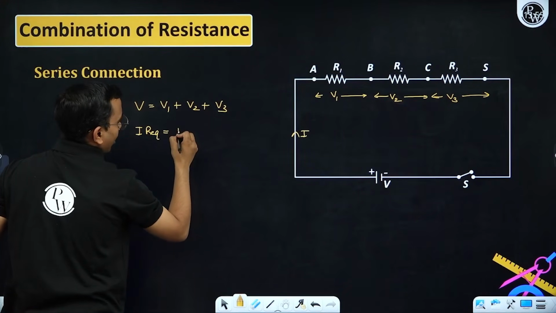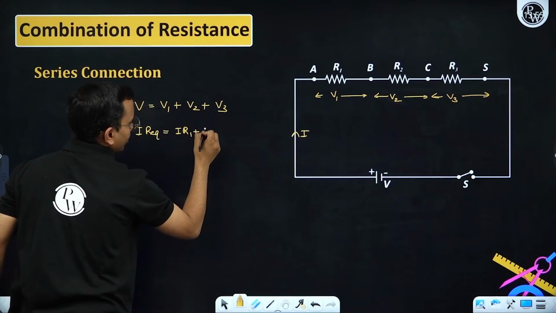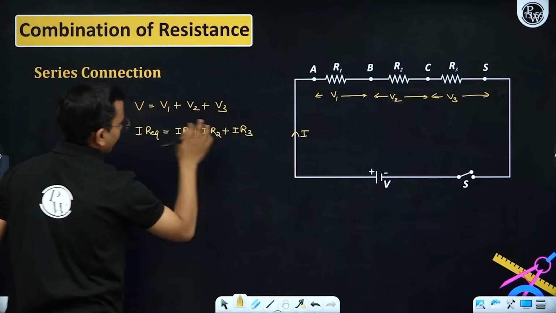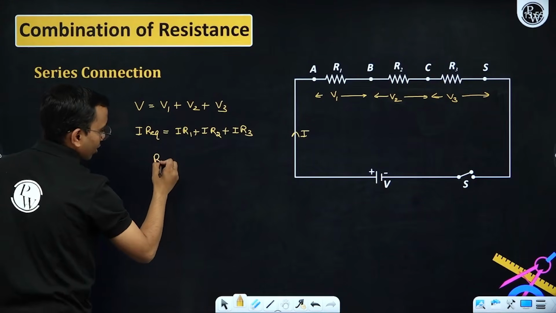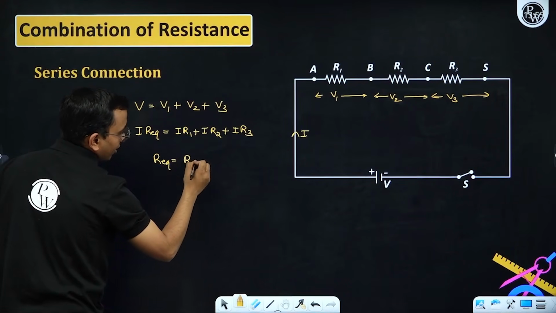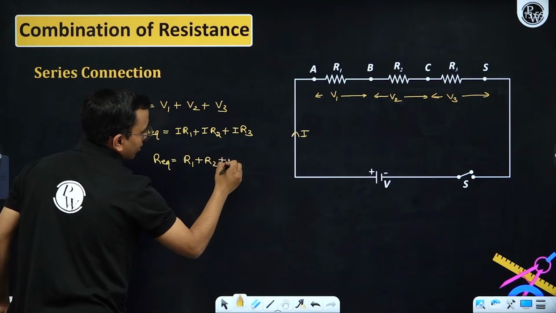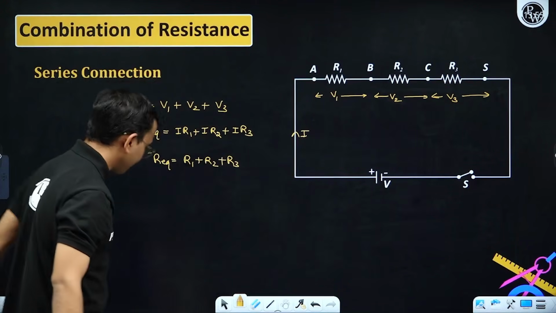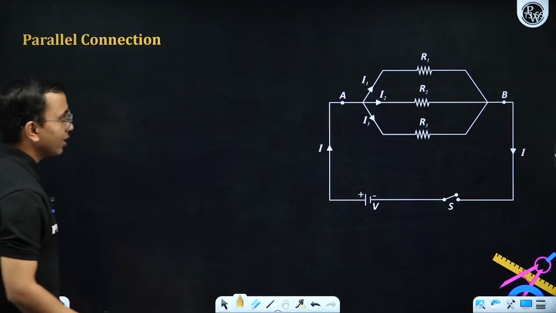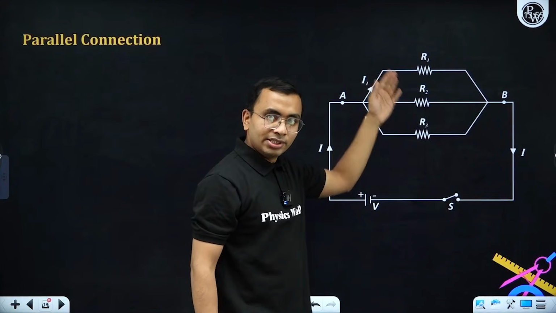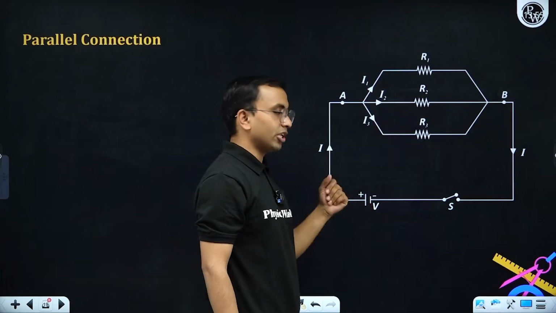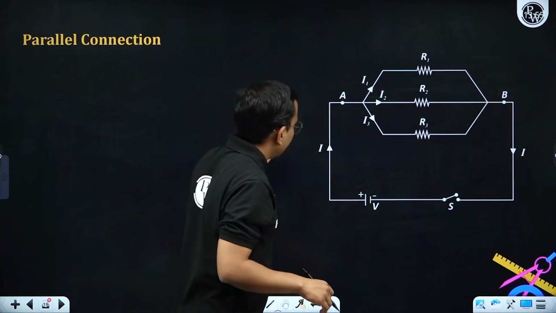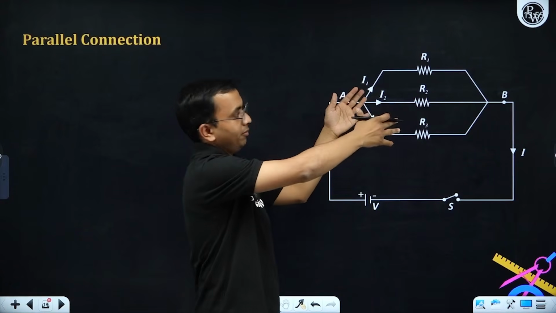V1 is I into R1, V2 is I into R2, V3 is I into R3. If I take I common, that will cancel out. So R equivalent comes out to be R1 plus R2 plus R3. If there are more resistances, R3 plus R4 plus R5, like that. Now parallel combination: we have connected these three resistors in parallel combination, potential is V. Now what will happen? Will the current be the same in the three resistors? No. This current I is coming, that current is divided.